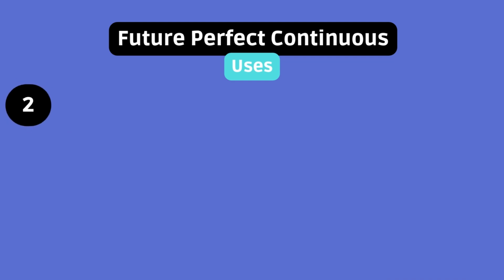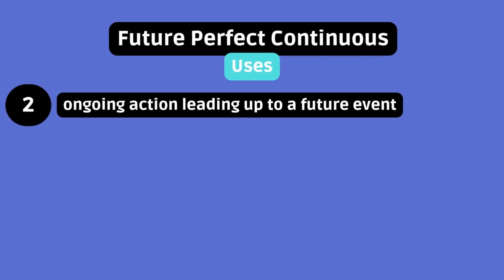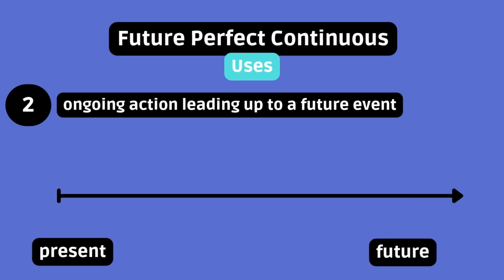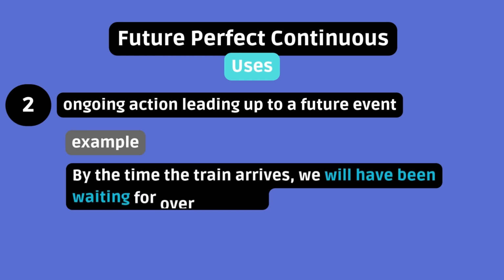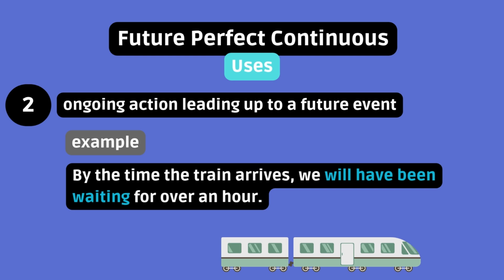It can be used to talk about an ongoing action leading up to a future event. It describes an action that will still be in progress just before a certain point in the future. Example: by the time the train arrives, we will have been waiting for over an hour. Yes, the waiting is over once the train arrives, but the future perfect continuous focuses on the length of time the waiting took.